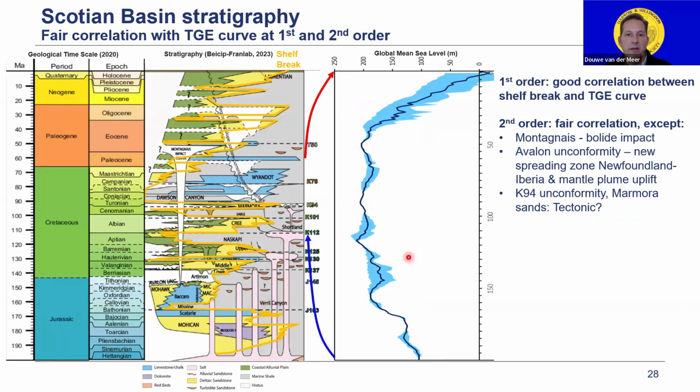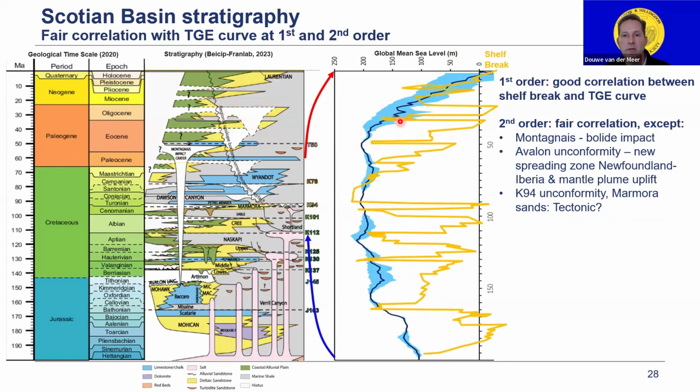So if I put the sea level curve next to the stratigraphic diagram, let's see how much they agree at first order. You can see, if I move the shelf break from the left to the right here, that at first order the Jurassic sea level is rising.